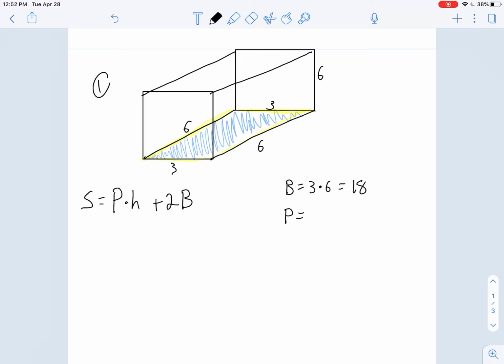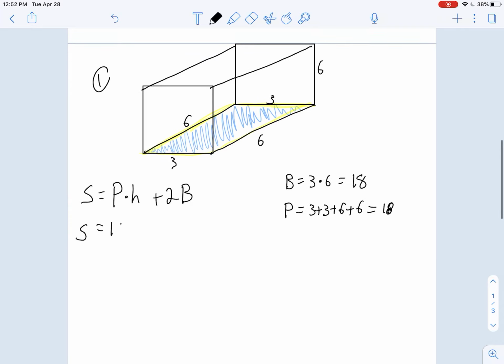So what we're going to do is add all these up together. So 3 plus 6 plus 6 equals a total of 18. Sorry about the writing there. So we have 18 for the area of the base, and 18 for the perimeter of the base. So I'm going to take those values and plug them into our formula. S equals, so that capital P was 18.